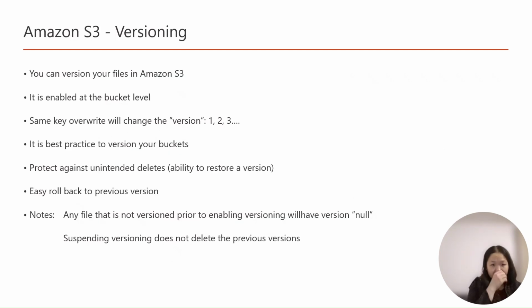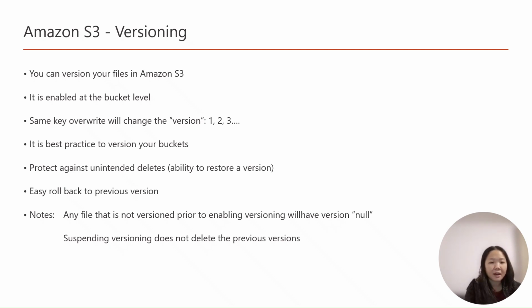What is Amazon S3 versioning? You can version your files in Amazon S3. It is enabled at the bucket level. Each time you overwrite a key, it will change the version: 1, 2, 3, and so on. It is best practice to version your bucket.